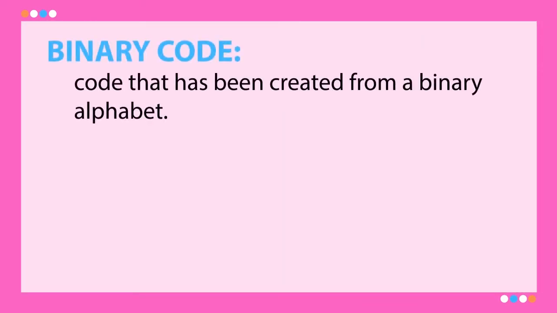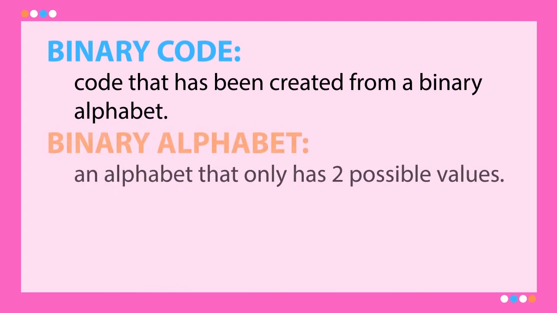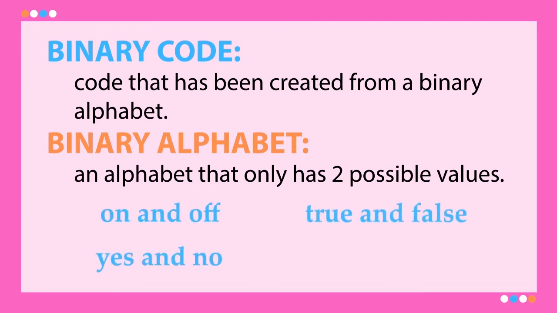In Activity 1, we learned that the same information can be communicated in different ways, like through different languages or with a cipher. Well, the way that computers understand information is in binary code. Binary code is created from a binary alphabet, which is an alphabet that only has 2 possible values. You can think of them like on and off, yes and no, or true and false, but we communicate them to a computer using zeros and ones.